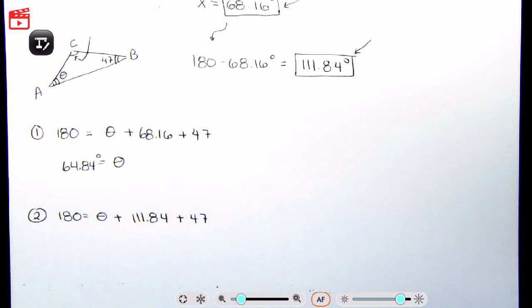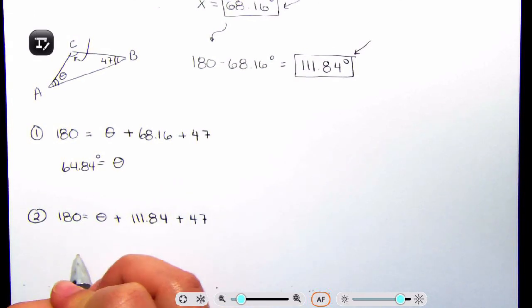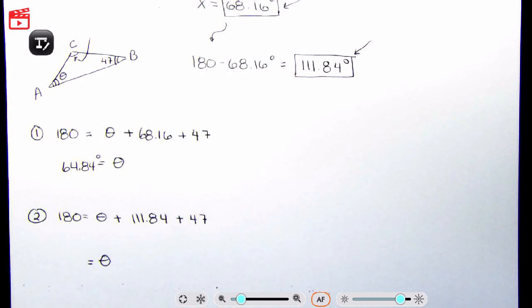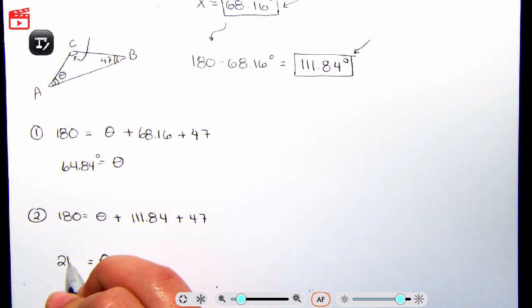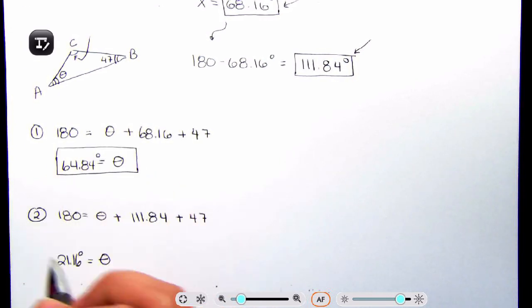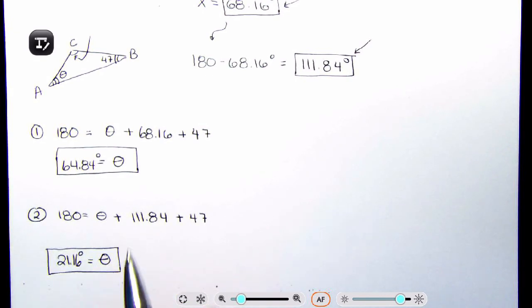Subtract 111.84, subtract 47, and that gives me that theta could potentially, and I still did it wrong, so let's try this again. I keep typing in the wrong thing. 180 minus 111. Last time I just typed in 11, so it gave me a weird answer. And I just added, subtract. 21.16. So for angle A, we have two potential angle measures. We either have 64 degrees or we have 21 degrees.